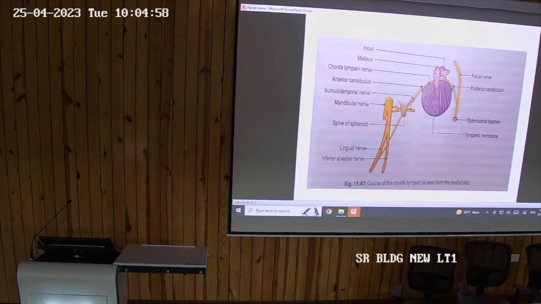To understand this, try to understand: the upper half of the face is receiving nerve supply from the corticonuclear fibers coming from the cerebral cortex. The upper half of the face receives the corticonuclear fibers from both sides. But the lower half of the face receives the corticonuclear fibers from the opposite side. That means the lower half of the face of this side receives the corticonuclear fibers of the other side.